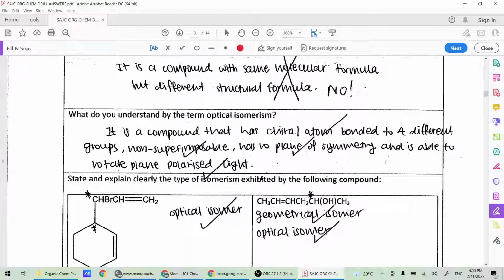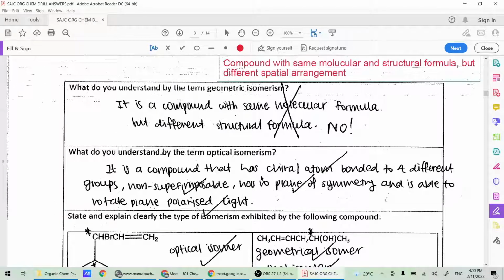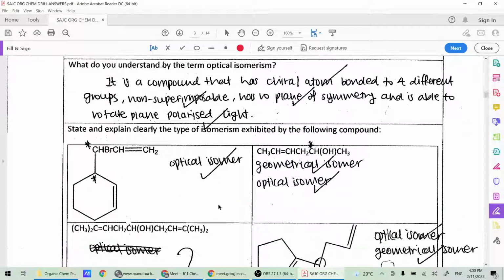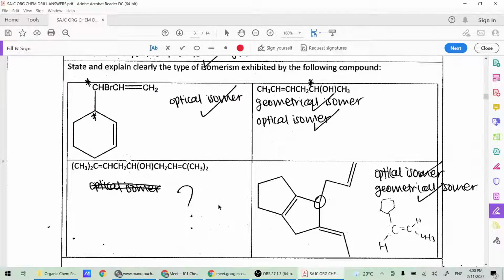Different spatial arrangement, like your cis-trans and your optical isomerism. In the definition for optical isomerism, they have a chiral atom and four different groups. Standard answer. Now let's identify the type of stereoisomerism for the following compounds.